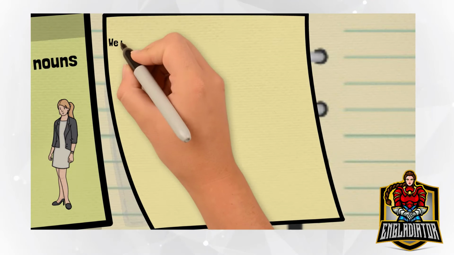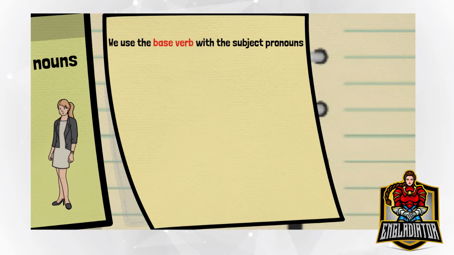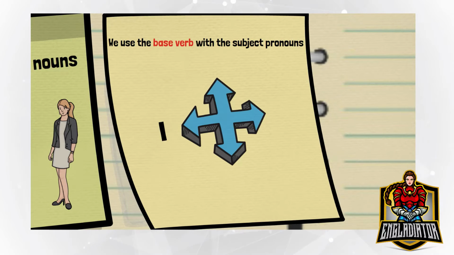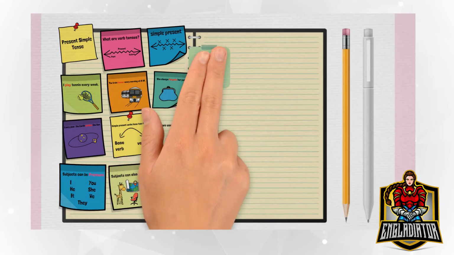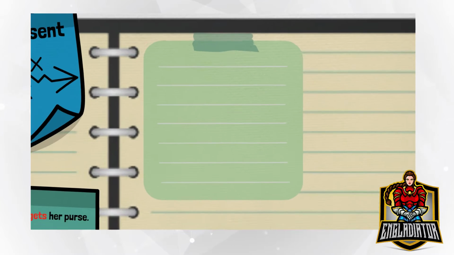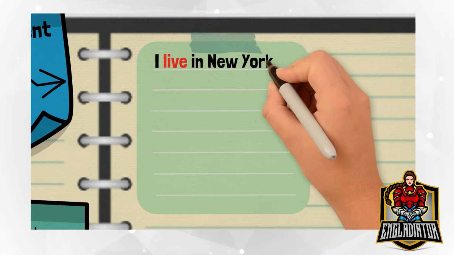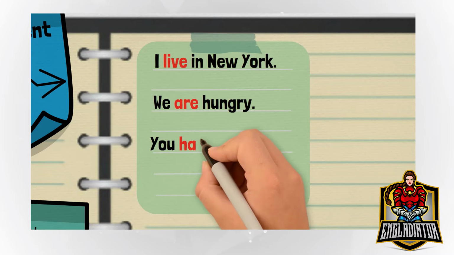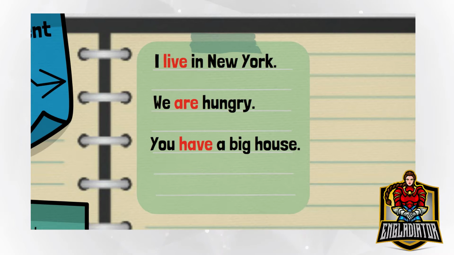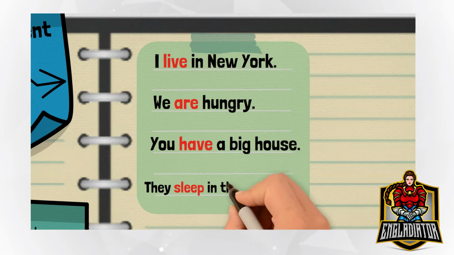We use the base verb with the subject pronouns I, you, we, and they. For example, I live in New York. We are hungry. You have a big house. They sleep in the afternoon.